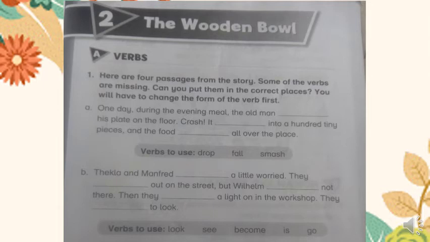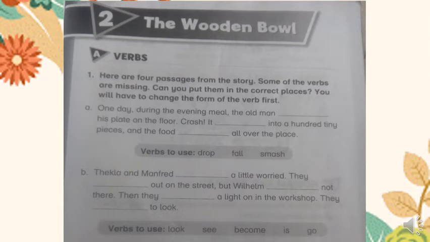Number 1. One day during the evening meal, the old man dashed his plate on the floor. So what did he do? One day means we are talking about the thing that has happened before. So what do we do when we think about that thing has happened before? That means it is in past tense. And for past tense we use the second form of the verb. We just simply add ed at the end of the simple verb.